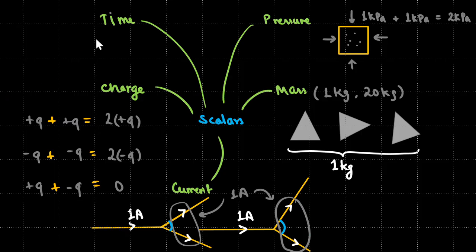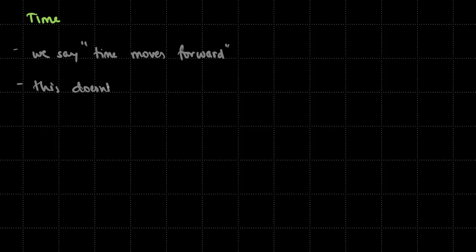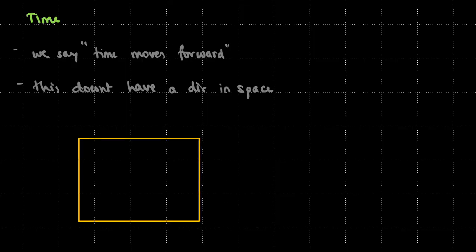So let's make it much easier to understand. Let's take time. Suppose 1 second. We say time moves forward. So you might think that this has a direction, but this does not have a direction in space. So think about it. Suppose this is space.